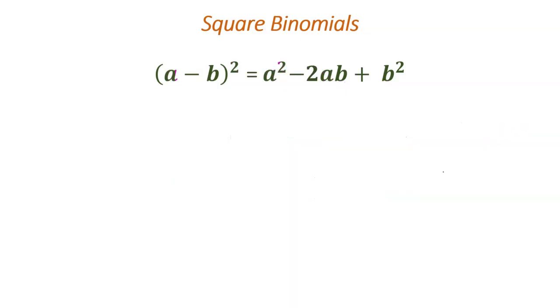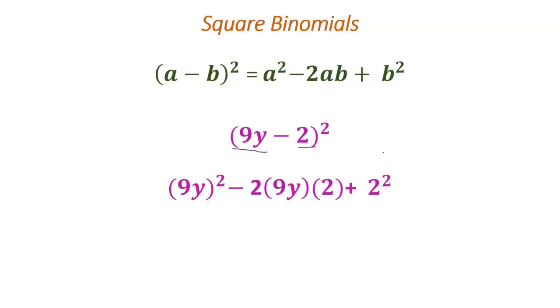Let's try one with the negative. (a minus b) squared equals a squared minus 2ab plus b squared. Let's look at the example. (9y minus 2) squared. Here my a is 9y and my b is 2. So first I'm going to write 9y squared, which is my a squared. Negative 2 stays as is, and then times a and b, where a is 9y and b is 2. Plus the b squared. Remember, you're doing a negative times a negative. That's why the sign becomes positive.